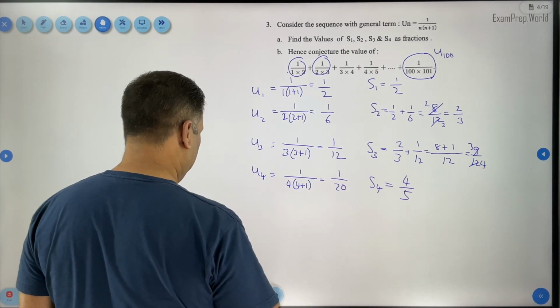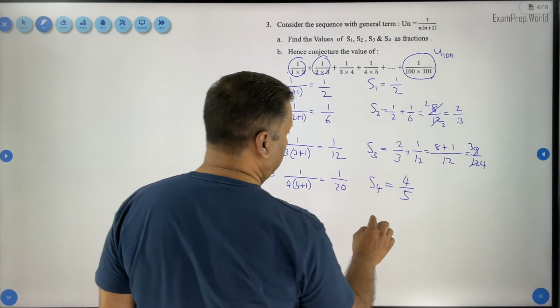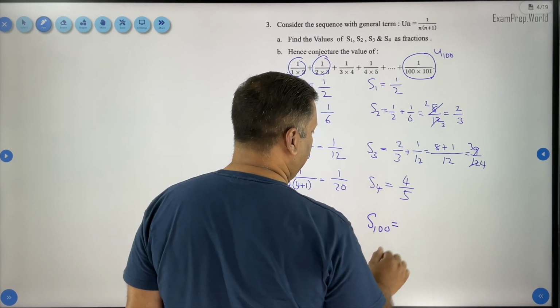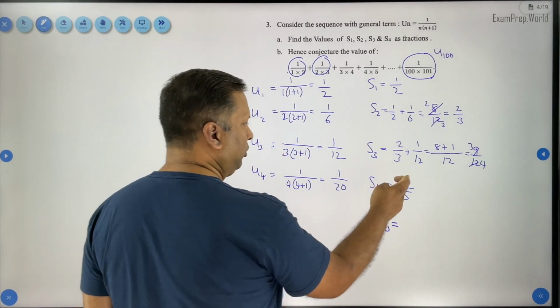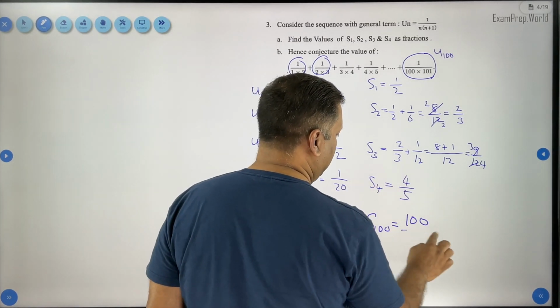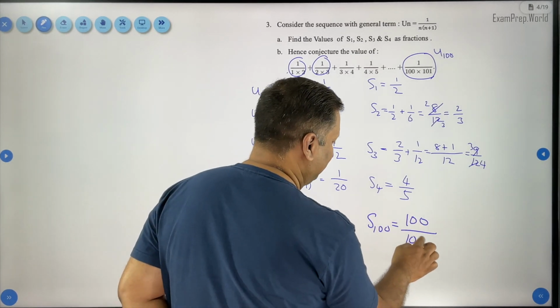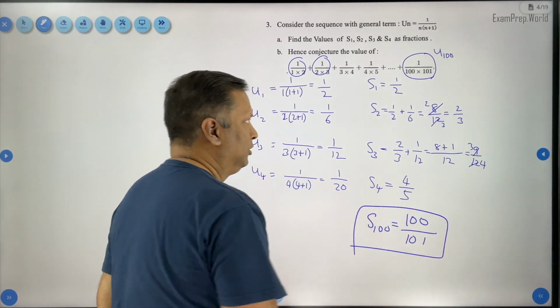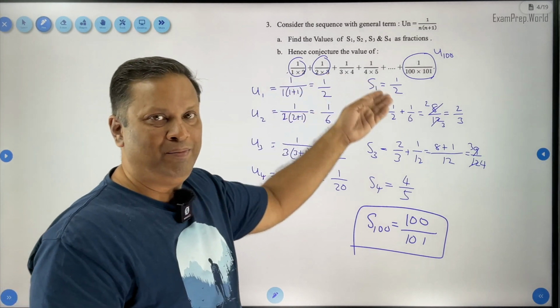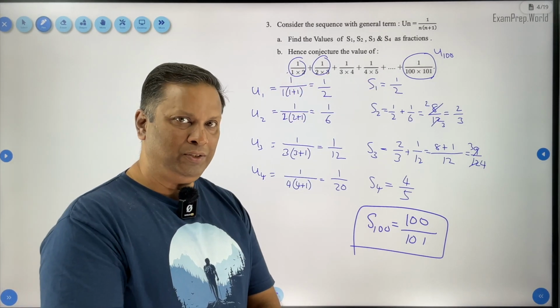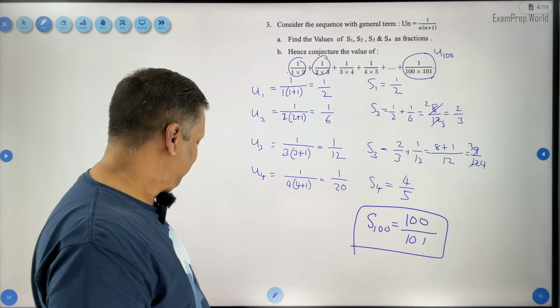Okay. Now let me do it for you. So I will write S100 will be what? See, it is S4, so the numerator is 4. So it will be 100 upon, what is the number after 100? It is 101. So this is the answer for part B. Okay, understood? So it was very easy.